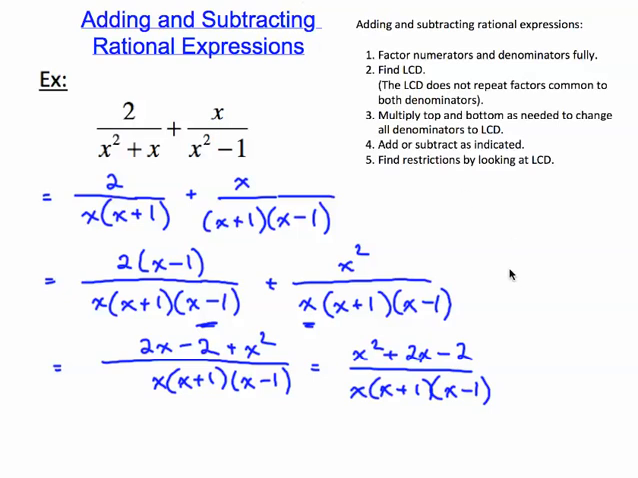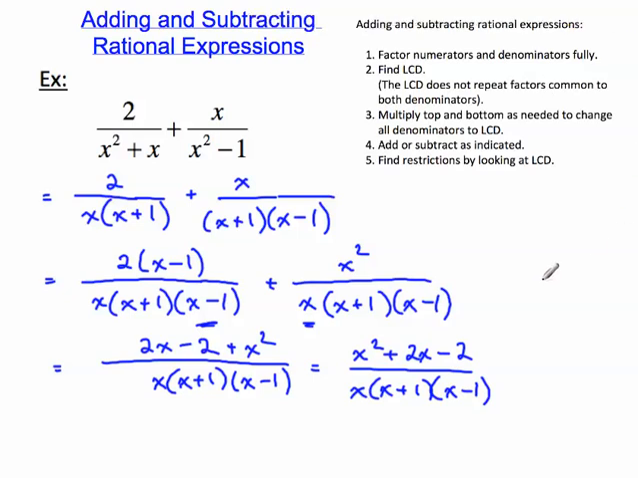Now, it's often conventional to leave the denominator in fully factored form, but to expand and simplify the numerator. So often you'll see the numerator and the denominator written differently. You might want to check with your teacher to see if they have a preference.